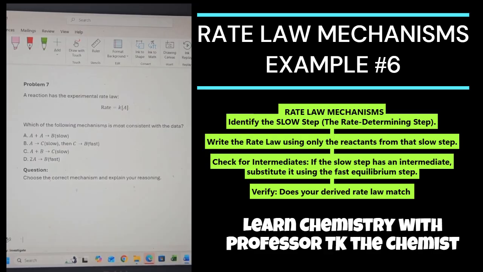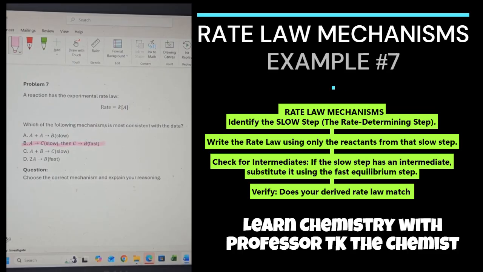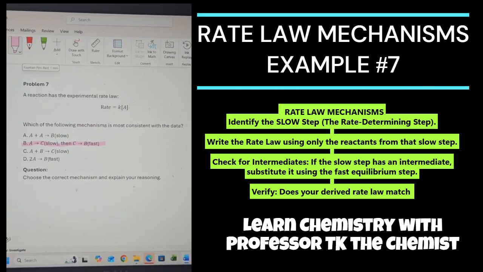Okay, a reaction has the experimental rate law: rate equals k times the concentration of A. Which of the following mechanisms is the most consistent with the data? The correct answer is B. And here's why. Because you only have one reactant, that's why your rate law is equivalent to just the A. If you put A and B for letter C, that means you would have to have A and B. So that's why letter C is wrong.